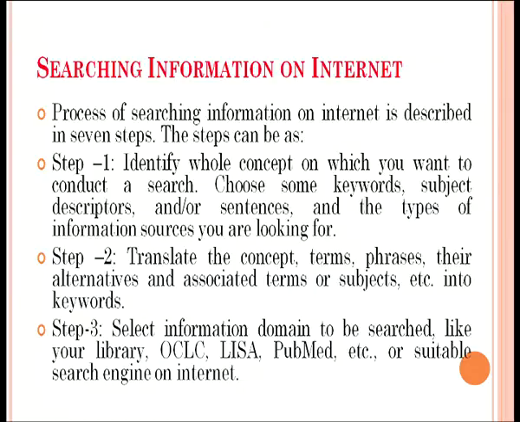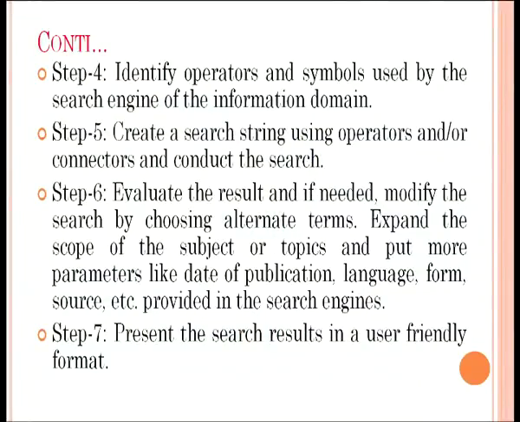Choose some keywords, subject descriptors and/or sentences and the type of information sources you are looking for. Then the second step is to translate the concept terms, phrases, their alternatives, associated terms or the subjects into keywords. Third is to select the information domain to be searched, like your library, OCLC, LISA, PubMed or any suitable search engine on the internet. Then identify operators and symbols used by the search engine of the information domain.